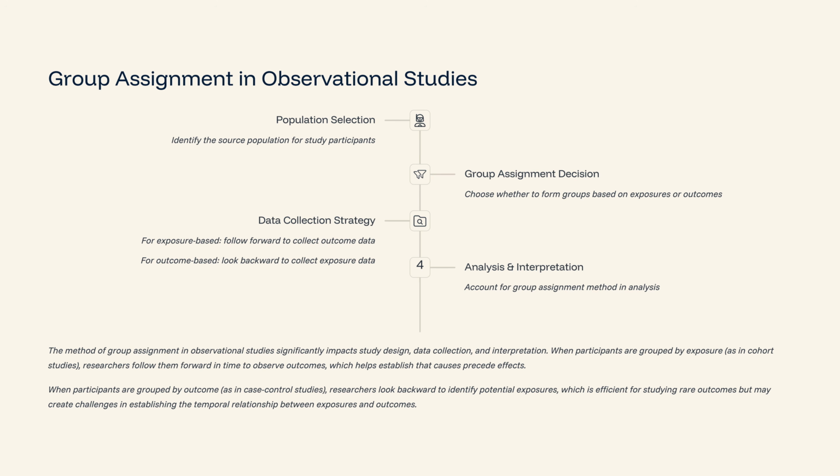Now, what's the process for group assignment in observational studies? First, you need to select your population, right? You need a population to look at. And then you're choosing whether you're grouping based on exposure or outcome. And then if it's exposure, you look forward to collect outcome data. If it's outcome, you look backward to collect exposure data. And then you do the analysis and account for group assignment in the analysis.